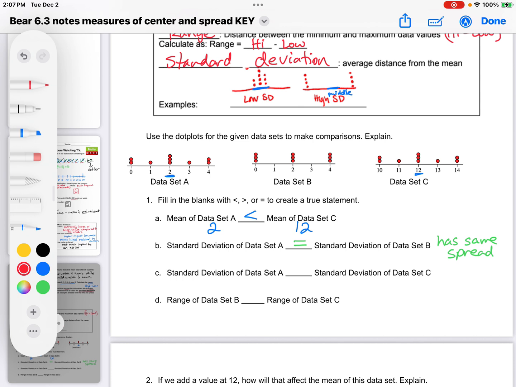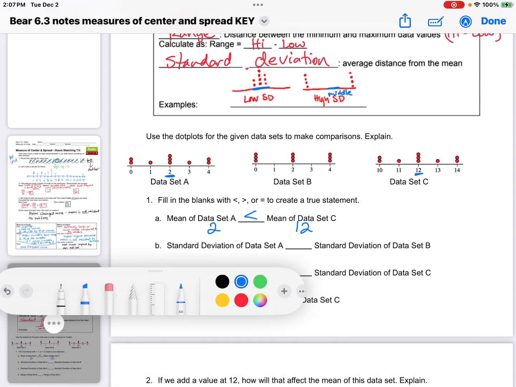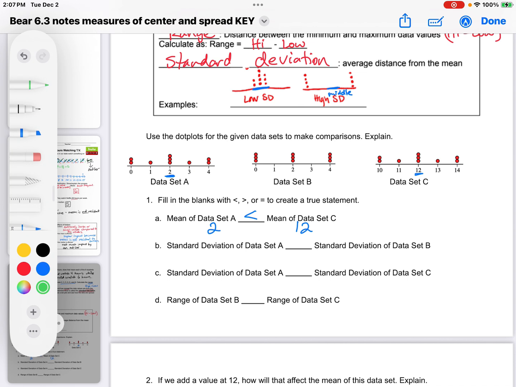Oh, you know what? I just realized what I answered on this last one was actually for the next one. I'm sorry. Please don't hate me. Let me go back. I made that mistake there. So data set A versus data set B. I'm sorry, I was looking at data set A and data set C. So data set A and data set B.